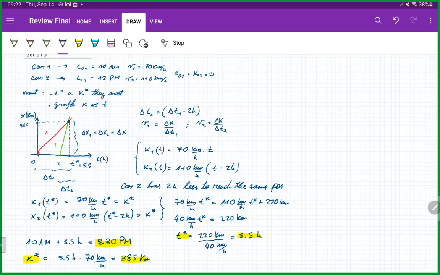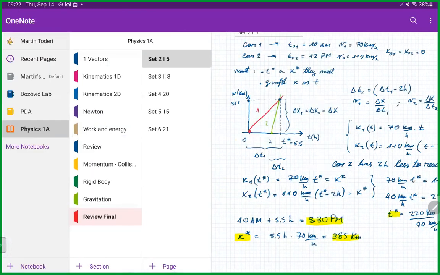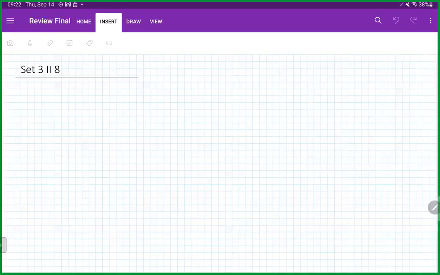All right. Okay. There are no questions. Let's move to another one. Let's look at set 3, section 2, problem 8. Let me find it myself, and you can do so too.